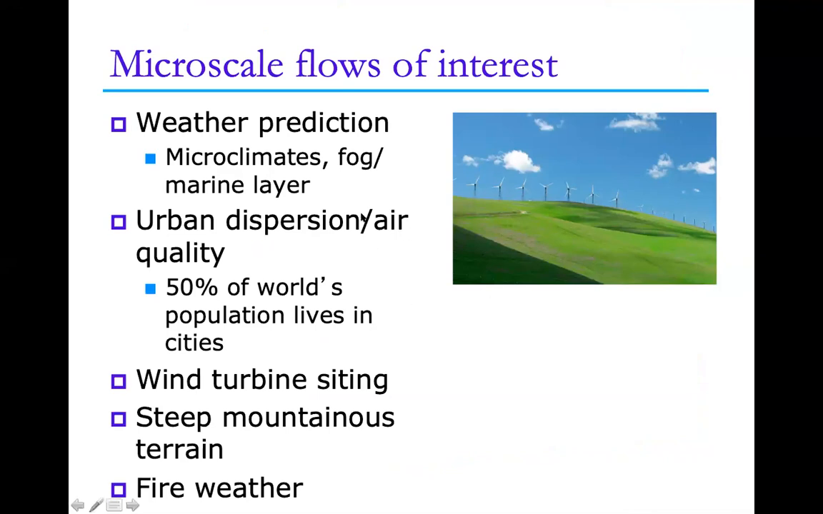We are interested in microscale flows for understanding microclimates, fog and marine layer flows and weather prediction. In urban air quality and urban dispersion, we might want to know what's happening in urban environments in detail in particular neighborhoods, which are closer to certain pollution sources. Over complex terrain, steep mountains might affect, and topography in general affect siting of wind turbines and also prediction of fire weather. So there are lots of different microscale flows that we're interested in being able to simulate while also considering the mesoscale influence on them.